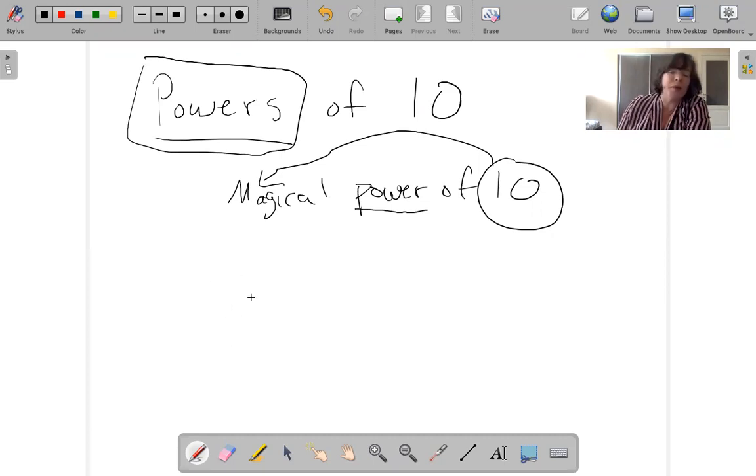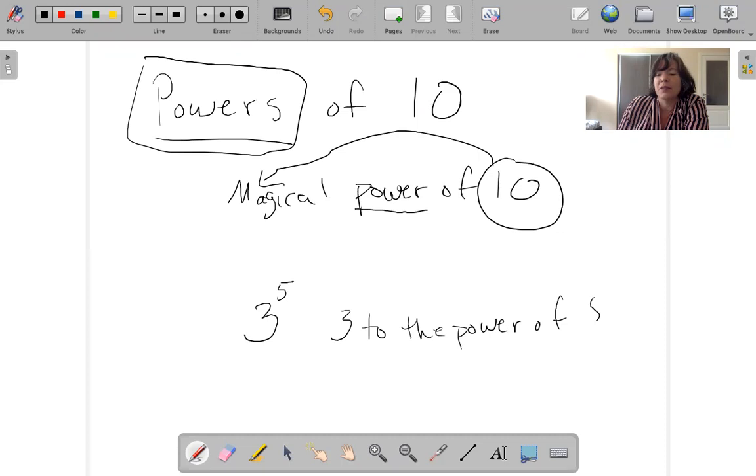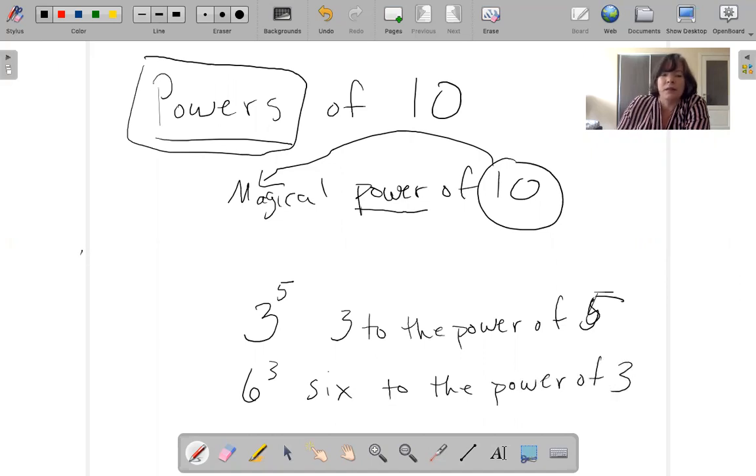In the last video, I mentioned how we always say 3 to the 5th, but the whole name is 3 to the power of 5. That's a 5. This is 6 to the power of 3. This would be 9 to the power of 4. So today, all we're gonna talk about is powers of 10.